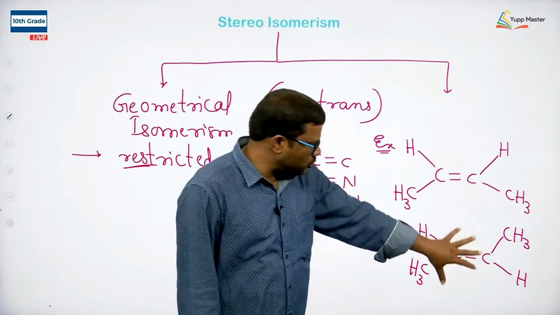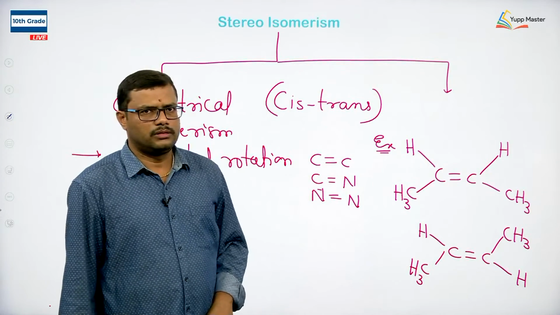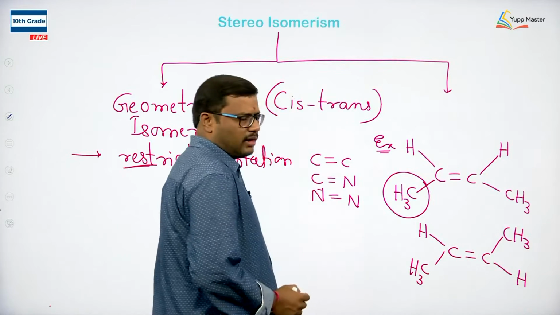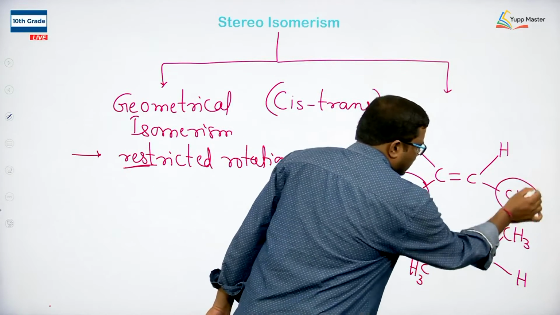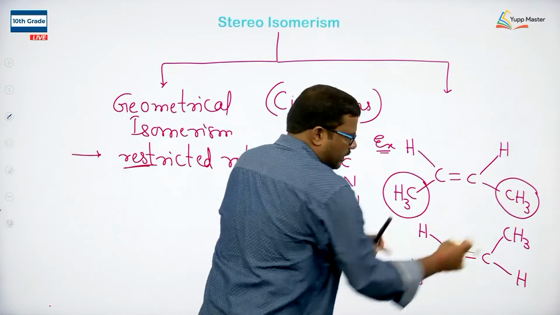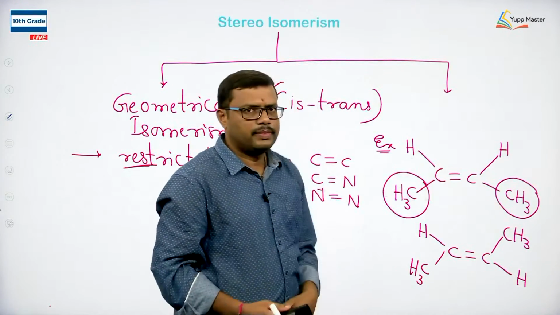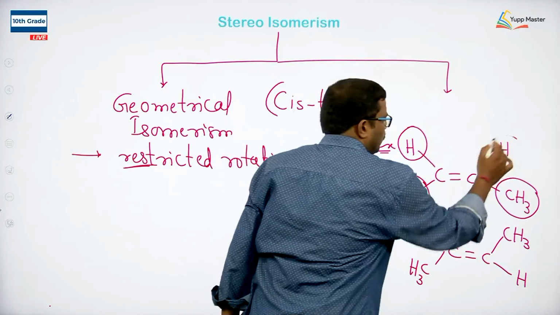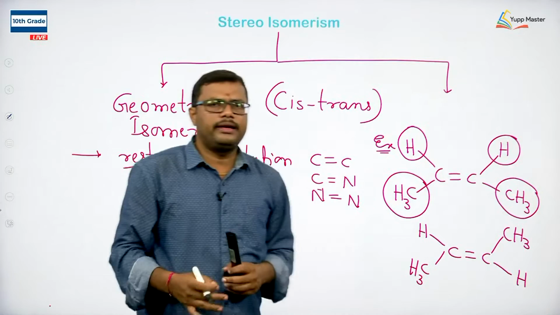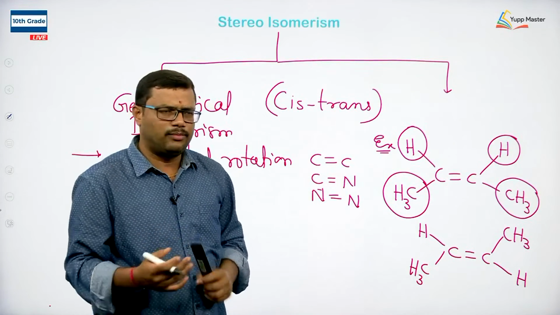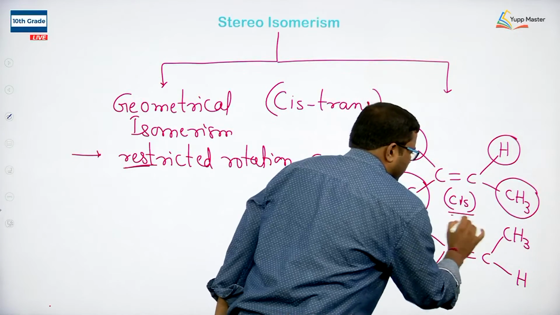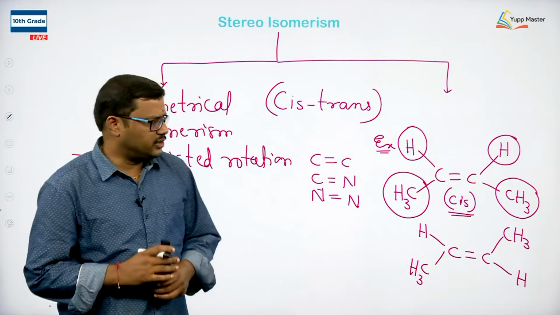What is the difference between these two compounds? If you observe here, the CH3 on this carbon and the CH3 on the other carbon are on the same side of the double bond. They are oriented toward the same side, and the hydrogens are also oriented on the same side. So, when similar groups are oriented on the same side of the double bond, that compound is said to be the cis isomer.